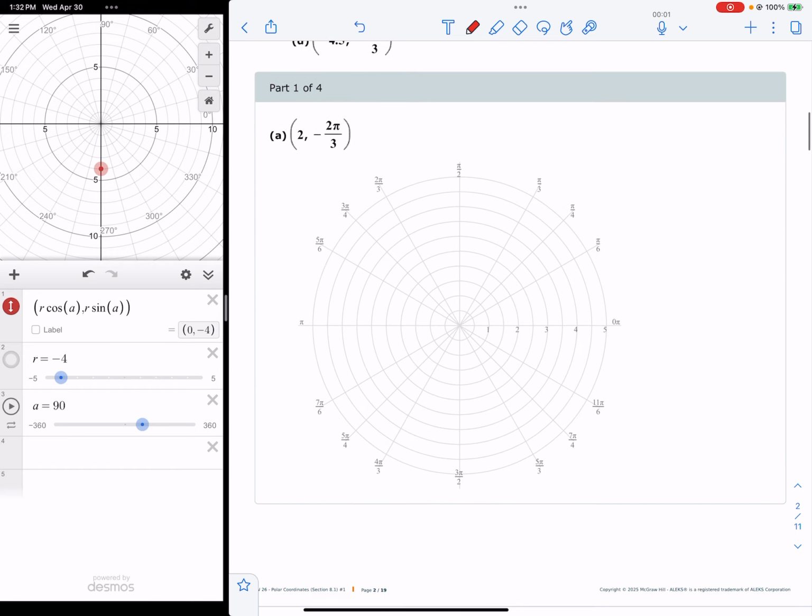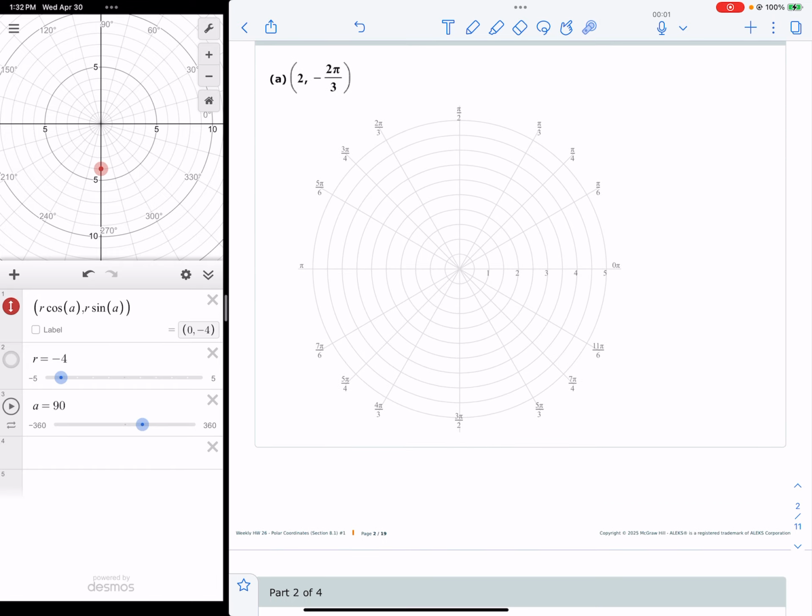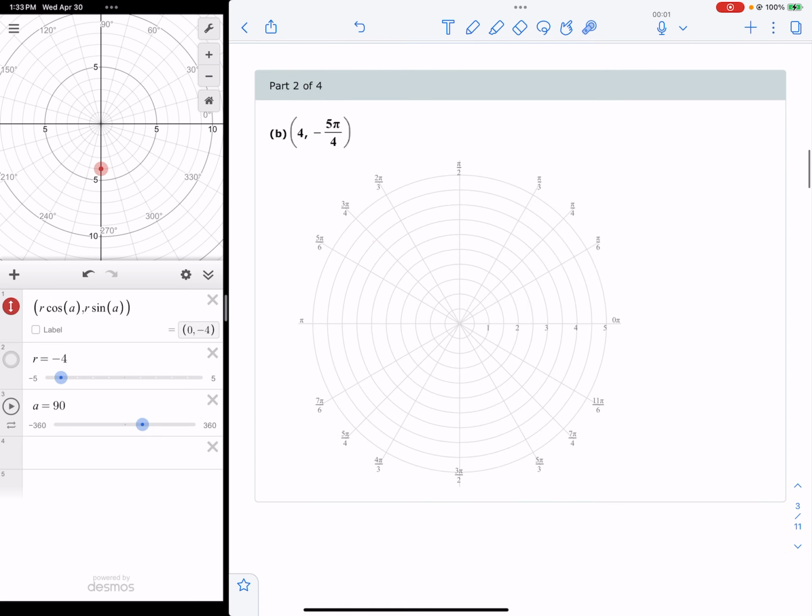Okay, so this is just more plotting points. So we do negative 2 pi over 3, so here would be 1 2 pi over 3, 2 2 pi's over 3 in the negative direction. And it's positive 2, so I'm going towards that angle, so I would be here. Negative 5 pi over 4. 1 pi over 4, 2 pi over 4, 3 pi over 4, 4 pi over 4, 5 pi over 4. So here is my negative 5 pi over 4, and I would need to be on the fourth circle. So right here.